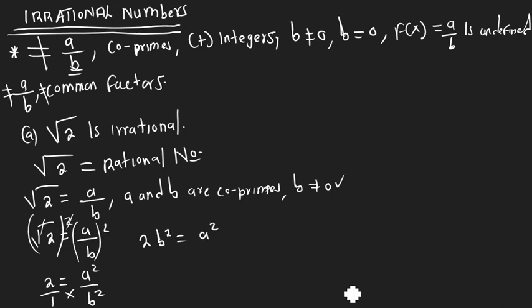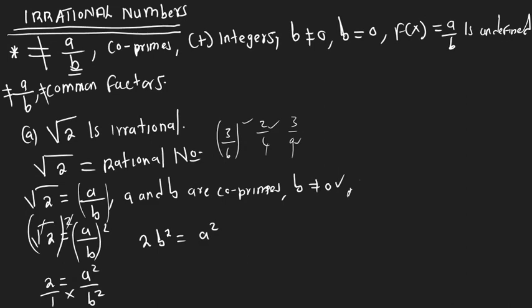So we should never have common factors here. We don't want to have anything like 3 over 6, or 2 over 4, or 3 over 9. If we have something like this, trust me, we're dealing with a rational number.